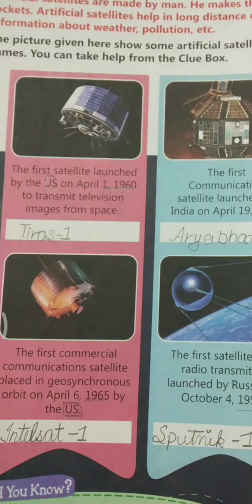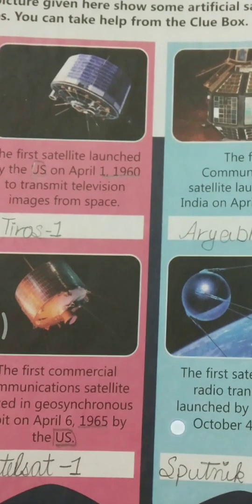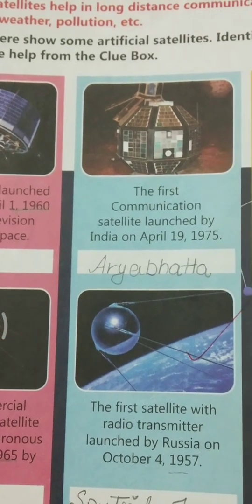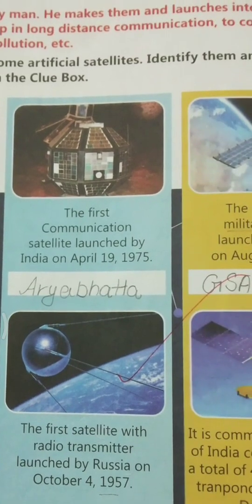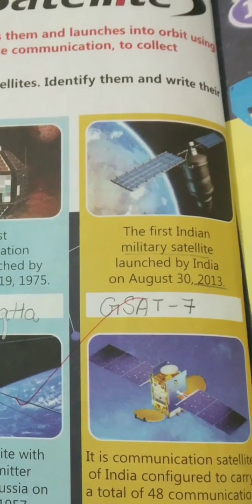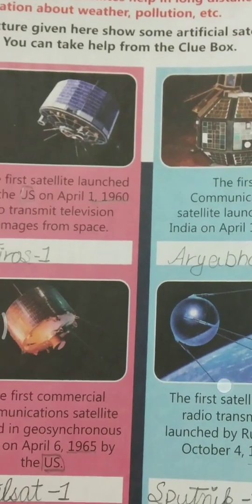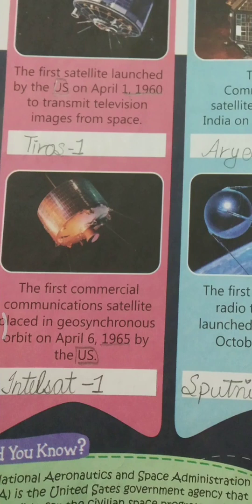The first satellite launched by the US on April 1, 1960 to transmit television images from space. The name of that artificial satellite is Tiros-1. The first communication satellite launched by India on April 19, 1975: Aryabhatta. The first Indian military satellite launched by India on August 30, 2013: GSAT-7. The first commercial communication satellite placed in geosynchronous orbit on April 6, 1965 by the US: Intelsat-1.